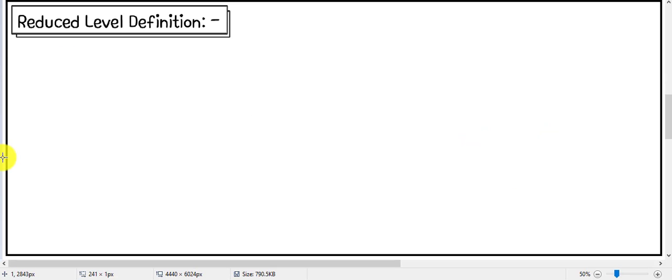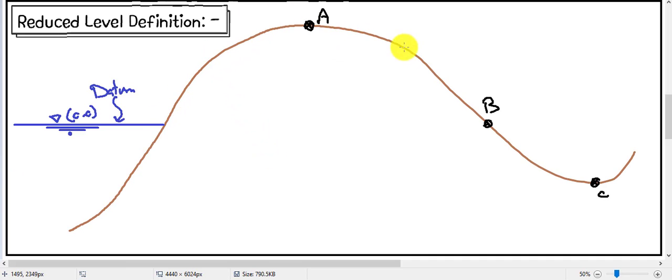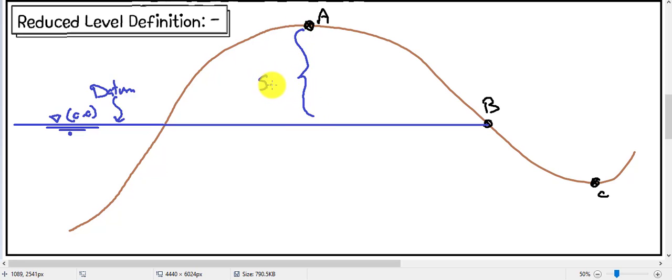What is the meaning of reduced level? Sometimes the level of a point is positive, sometimes negative, and sometimes zero. And it happens according to the following shape. If we have 3 points A and B and C, and we want to know the reduced level of point A, point B, and point C. If the point is above sea level, it will be positive. For example here, point A is above sea level with a height of 5 meters. So the reduced level of point A is 5 meters.